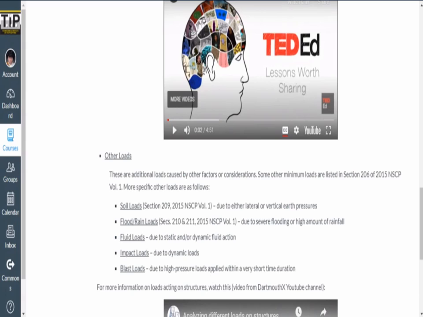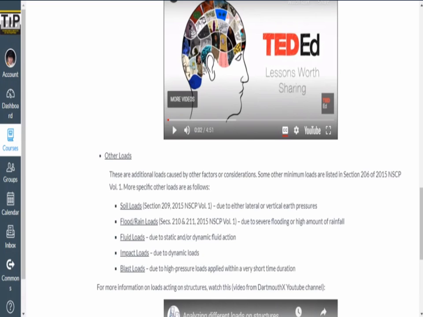Flood or rain loads are due to severe flooding or a high amount of rainfall. Fluid loads are due to static and or dynamic fluid action. Especially if you design water tanks, you have to consider this. Impact loads are due to dynamic loads exerted by other components of the structure. For example, if you have elevators, there are impact loads.